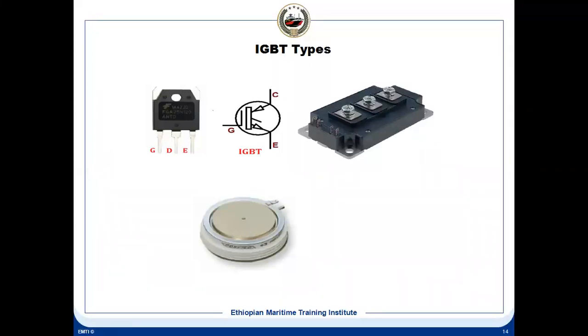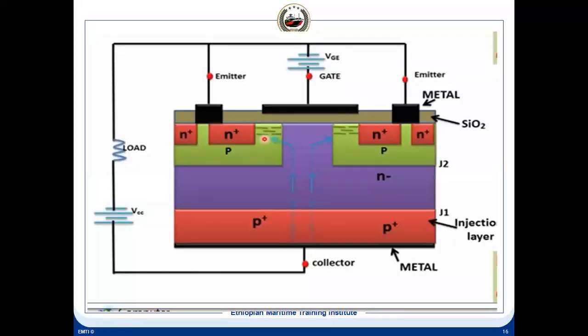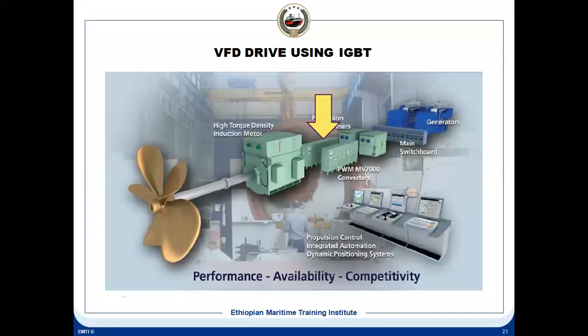When I say propulsion drive, I'll show you one diagram of a propulsion drive where it is used. You can see this is a propulsion drive. Here you can see the propeller. This is the motor, and here you can see a converter. And then this is a transformer. This is a generator. This is the main switchboard. This is a control cabinet. So here, the IGBTs are used inside these converters.